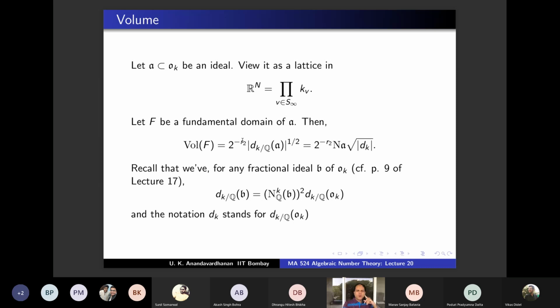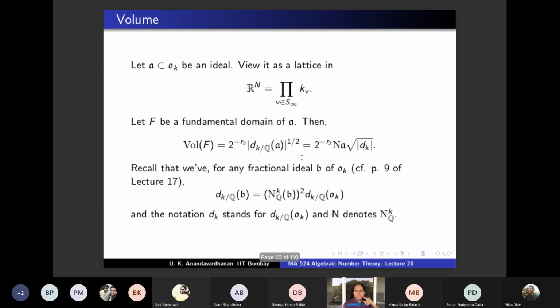So what you are getting is 2 power 2 R2 times this, the square of the determinant, which is the square of the volume. So you take the square root. Right? The discriminant is the square of that determinant, right?